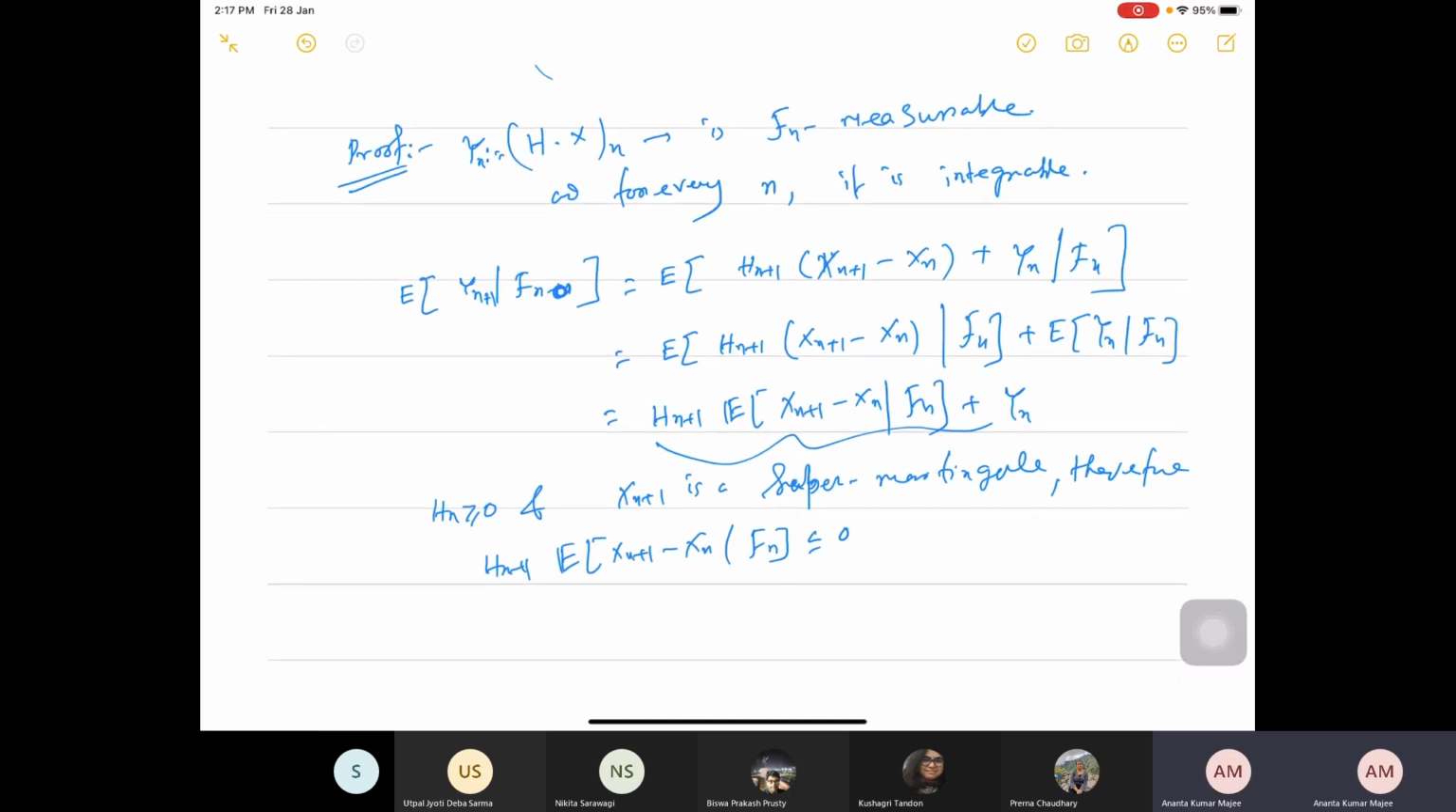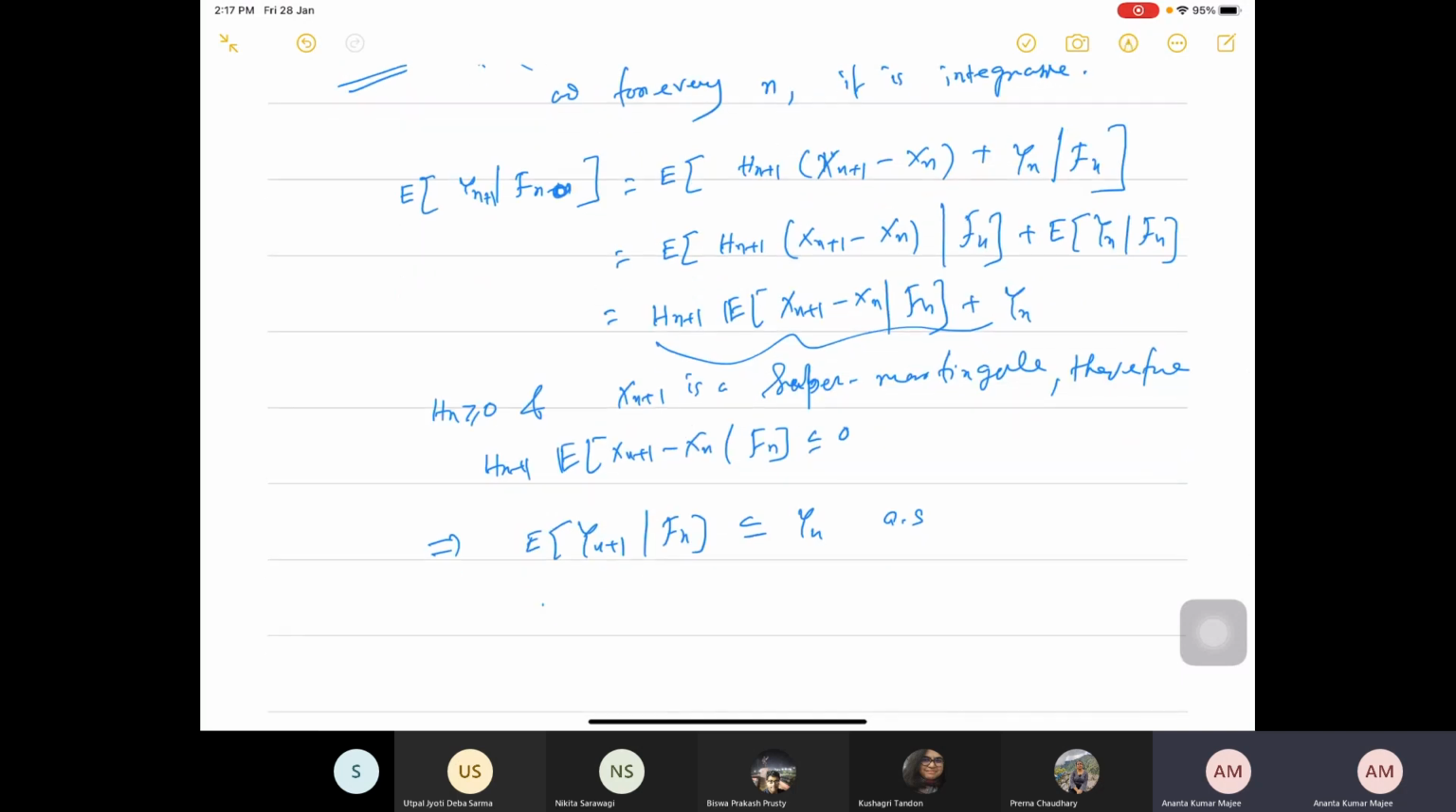Now we have the equality. So what can I write down? This implies the expectation of y of n plus 1 given F of n is less than or equal to y of n almost surely, because this part is negative and the other part is equal. So this implies that h dot x n is a supermartingale. If you look at the proof, I am using the supermartingale property only here. Up to that, everything is fine.